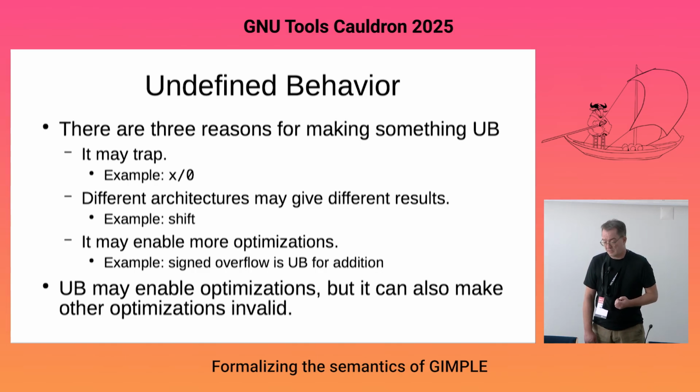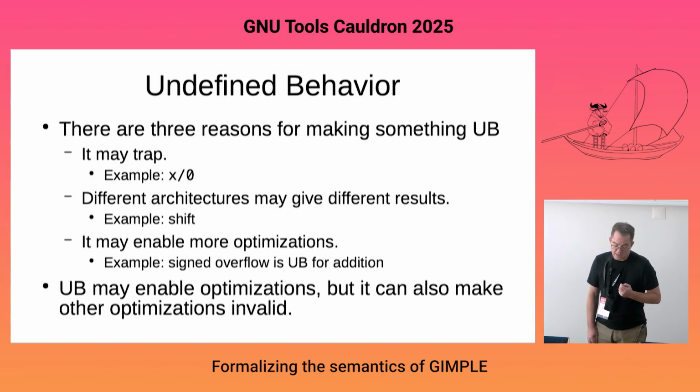And also, making certain things undefined behavior may enable more optimizations, such as the overflow for signed addition. But when creating the semantics of an IR, there may be other alternatives to making them undefined behavior. We could say various ways of returning an arbitrary value or that kind of thing. So there are alternatives, and that's good to keep in mind for certain cases.